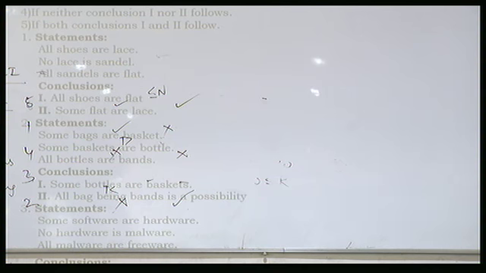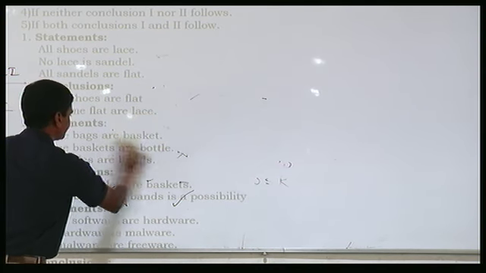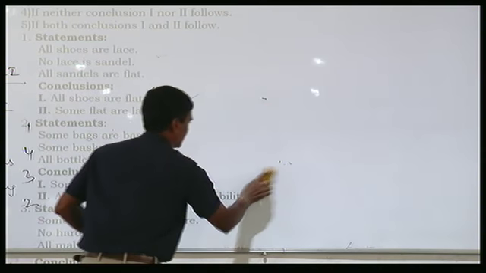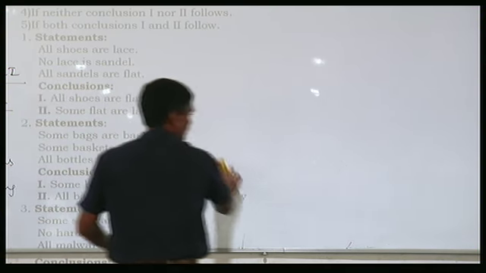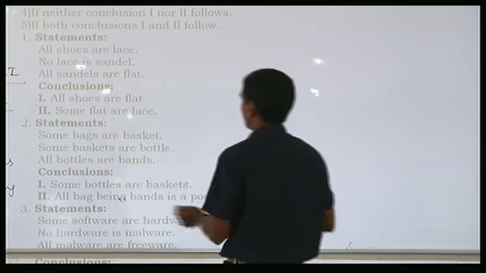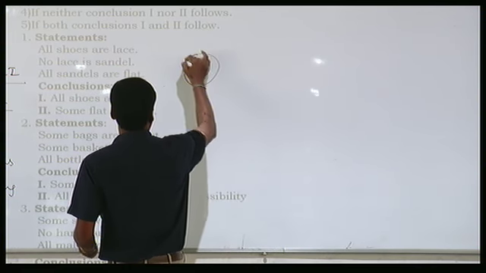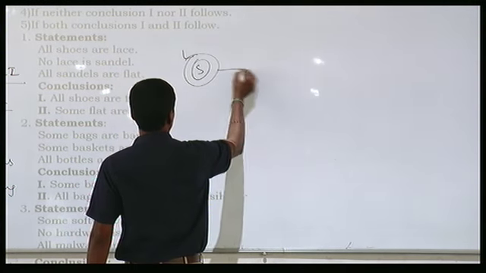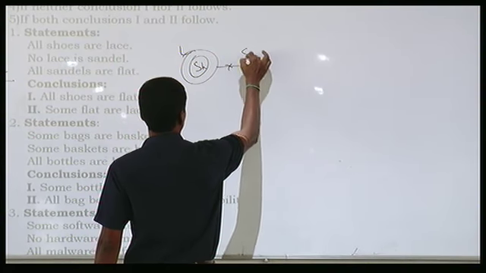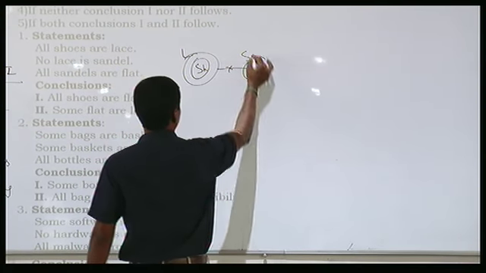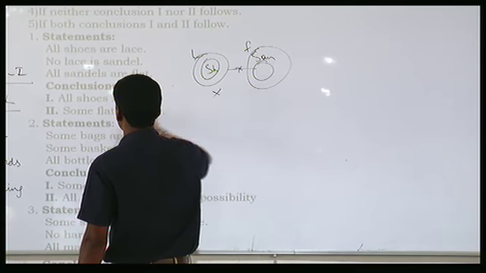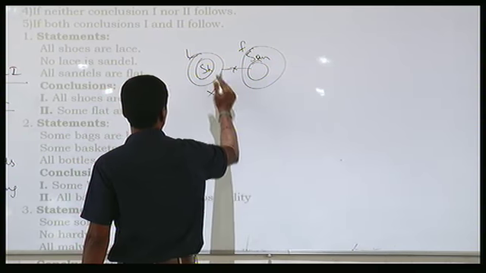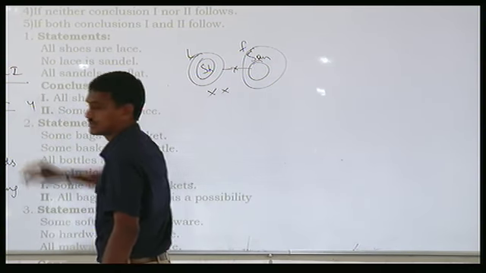Then question number 1, any answer to this? Question number 1. All shoes are lace, and no lace is sandal, and all sandals are flat. Then what is the first conclusion? All shoes are flat, that is false. Second one, some flat are lace, that's also false. Neither one nor two, so it's false.